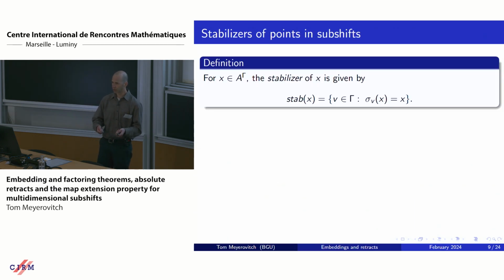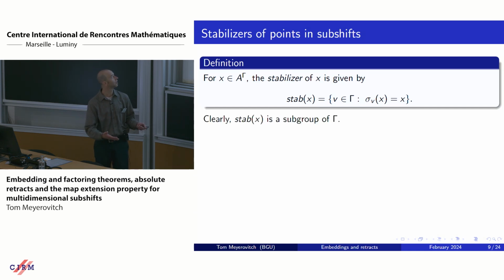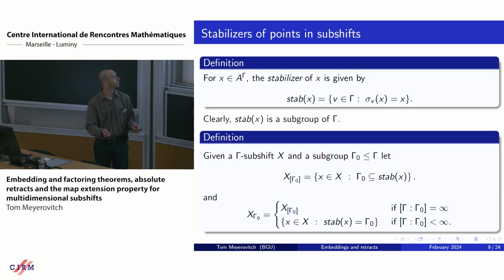So just to introduce some notation, the stabilizer of a point, generally when a group acts on a space, is the set of elements of the group which fix this point that you're acting on, or this element of the subshift. It's a general fact that this is a subgroup. Now, if I have a subgroup, I can consider all the points stabilized by this subgroup. If you think about it for a moment, this is a closed set, and when your subgroup is normal, and in abelian groups all subgroups are normal, then this is a closed invariant set. So this is a subshift of X, X gamma bracket.